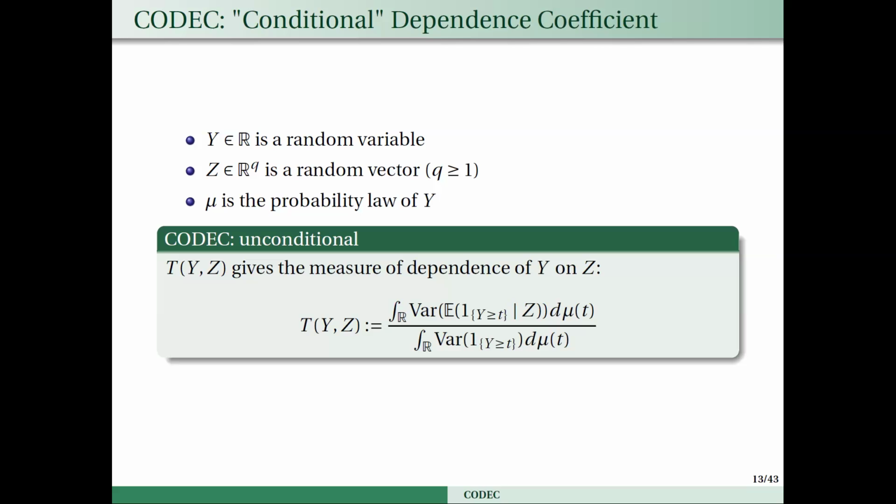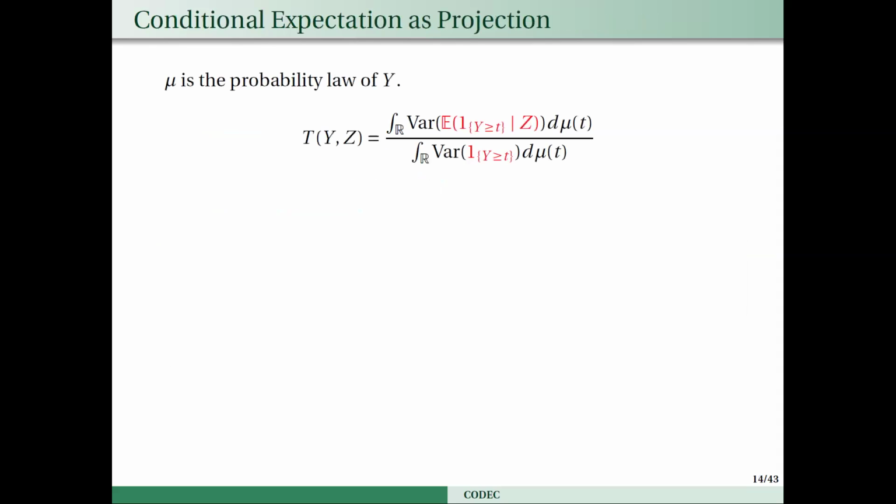But let me make it a little bit more colorful to see that actually it is not that complicated. In the colorful version, you can see the similarities and differences between the numerator and denominator. Again, we have a ratio of two integrals over the real numbers, the integration over all the values of t that y can take. So it's with respect to the law of y. In the denominator, I'm taking the integral of the variance of indicator functions of y being greater than some value.